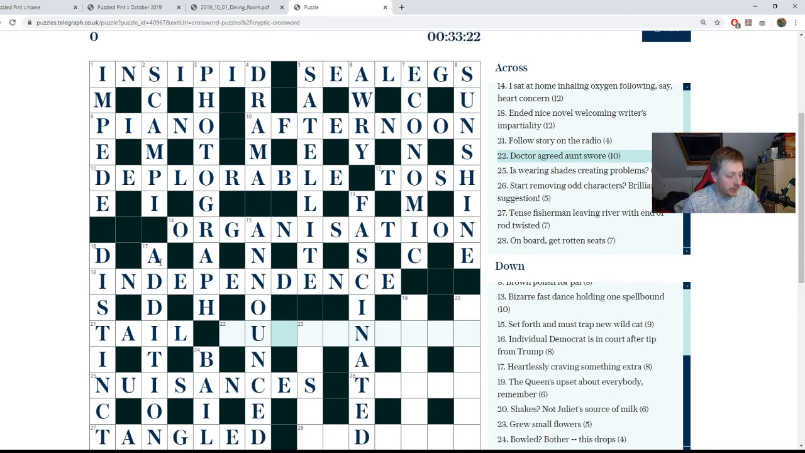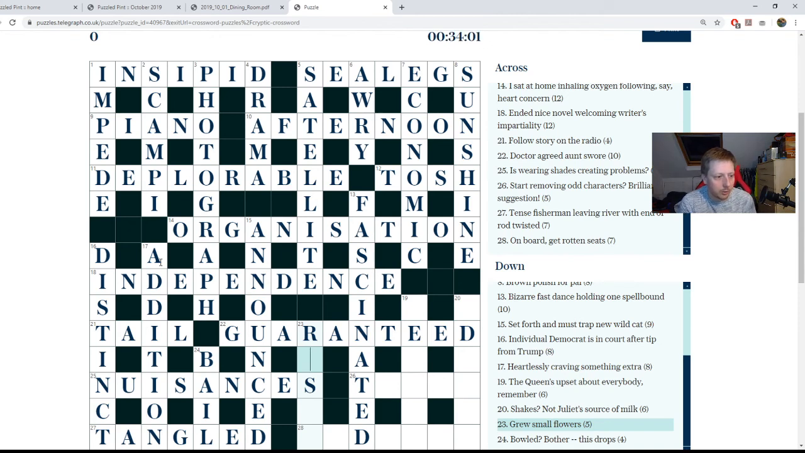22. Doctor agreed, aunt swore. Bet she did. Okay, yes, I'm happy with this one. I'll give this a few more seconds. So here's a thing. This is doctor, but not the noun. This is doctor, the verb. So it's an anagram indicator. And if you anagram agreed aunt, if you swear on something, you guarantee. If you swear to do something, you guarantee. So swore is guaranteed.